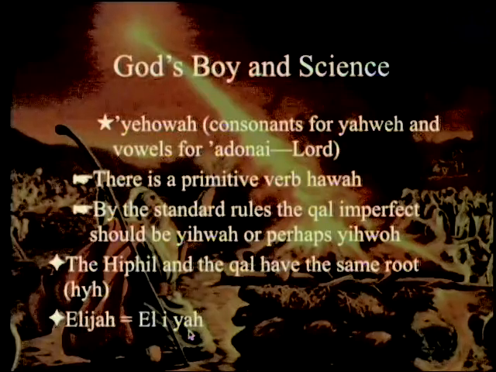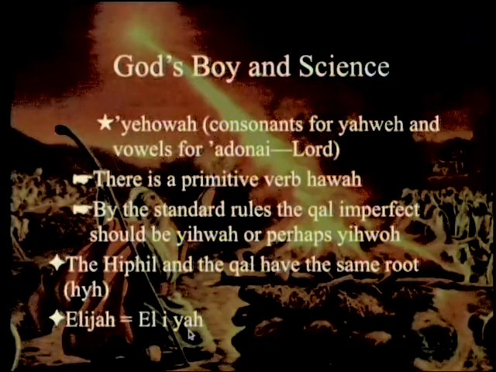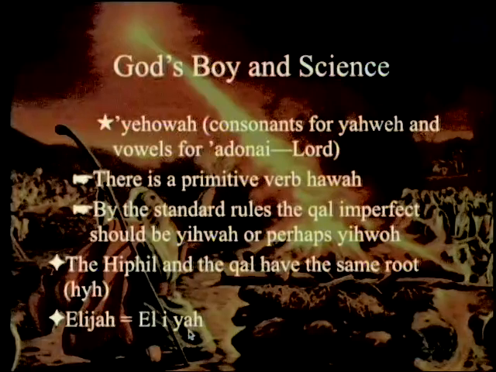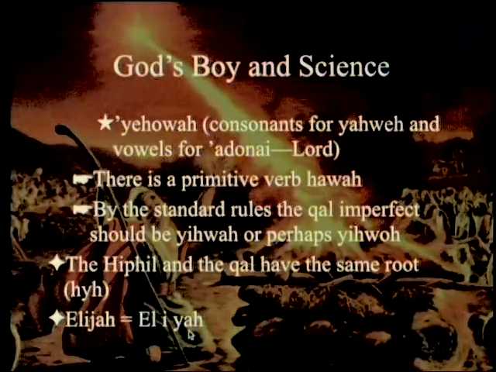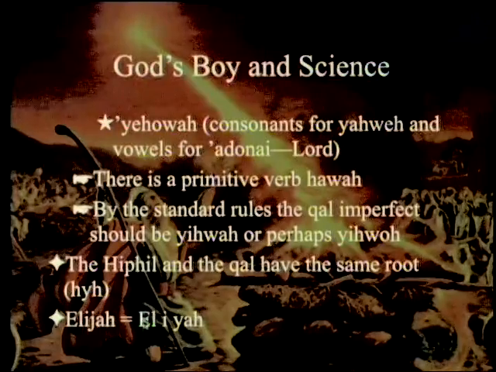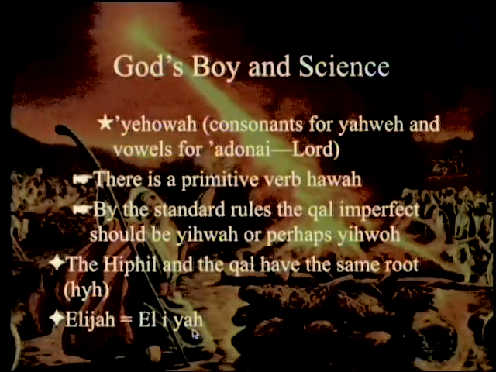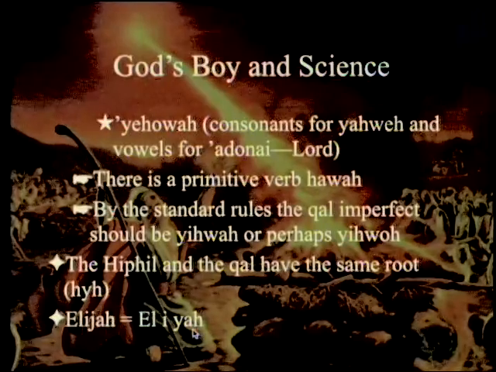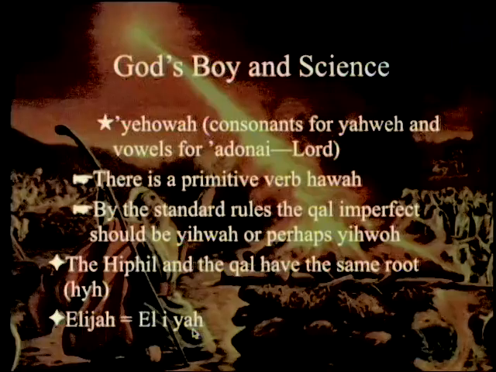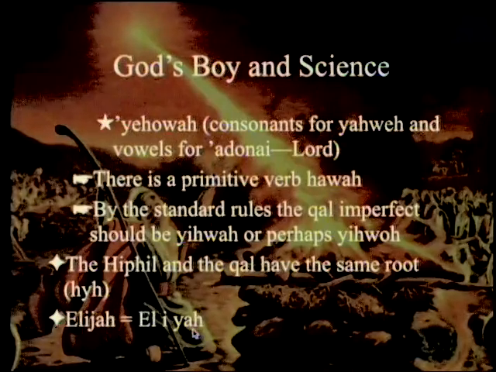And you will notice that there are a lot of names in Hebrew that end in yah. Isaiah, Jeremiah, Hezekiah, that's all Yah, meaning Yahweh. It's the shortened form. So this is a defiant name, if you like, when people are talking about Baal.